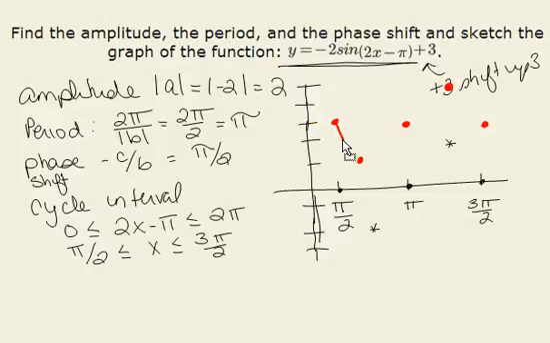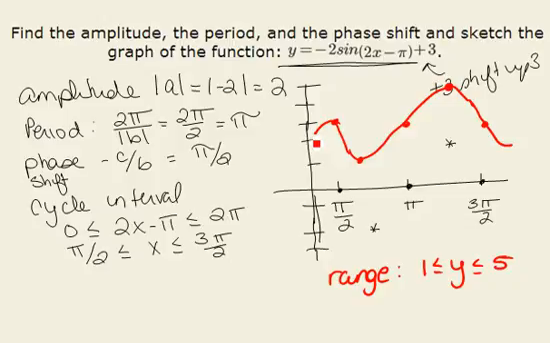And now I'm ready to sketch my one cycle interval, knowing that this function would repeat itself. Again, we now can see that the range of this function has been shifted up, going from positive 1 to 5. We also recognize that our average value is given by 3, or moving it up 3 units, giving us our graph.